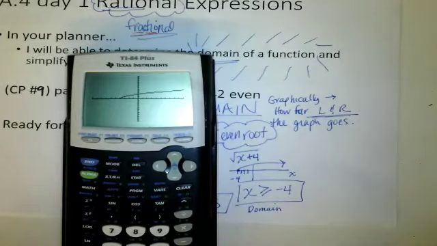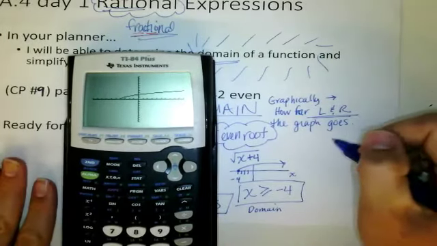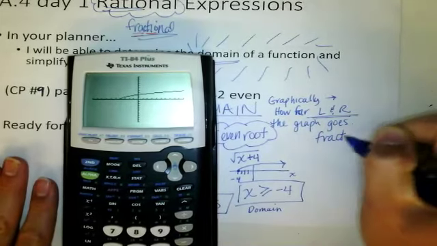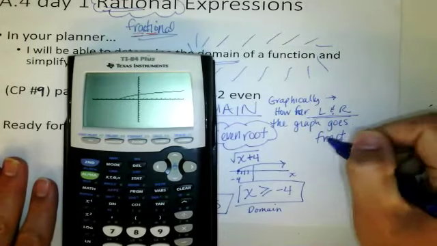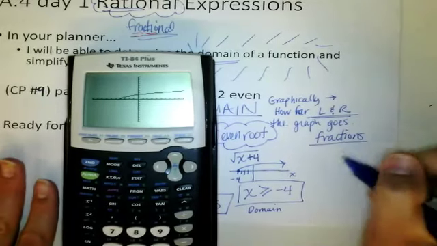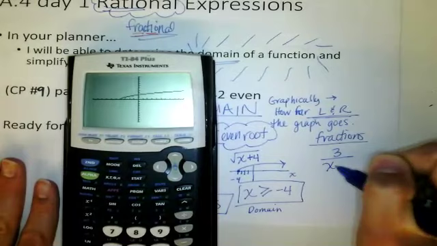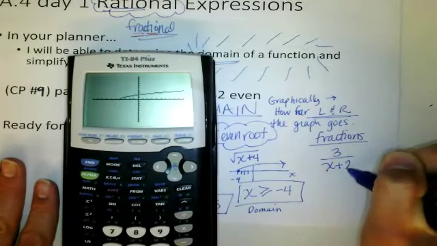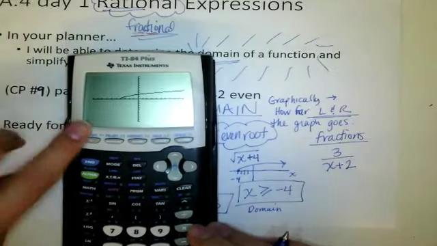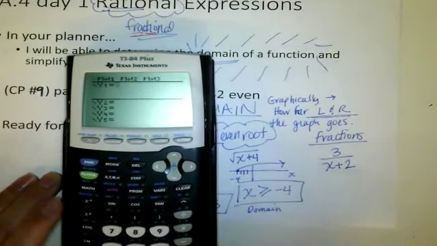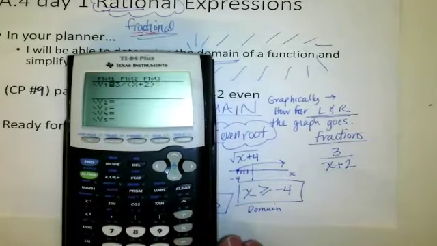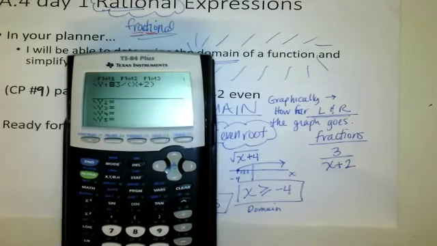Now, the other thing you want to pay attention to are fractions, rational expressions, F-R-A-C-T. I can't talk and write today. So, for instance, something like 3 over x plus 2. This graph is very interesting, and when I look at this graph, 3 over the whole x plus 2, you'll see I put that whole denominator in parentheses.